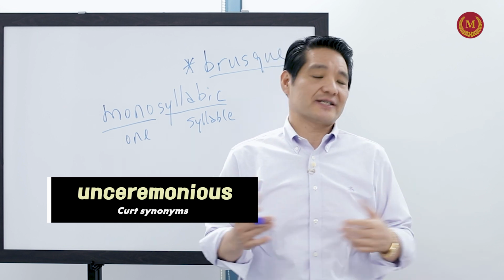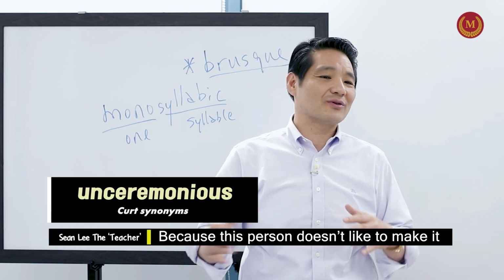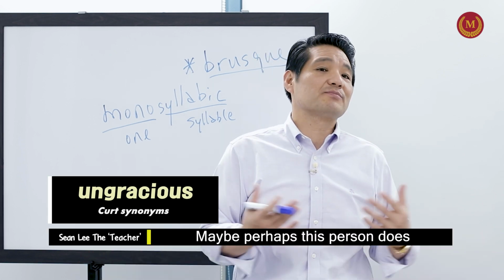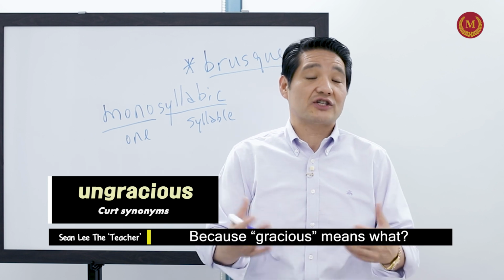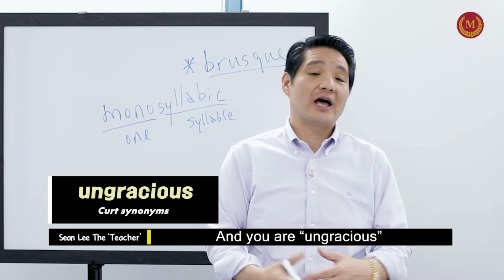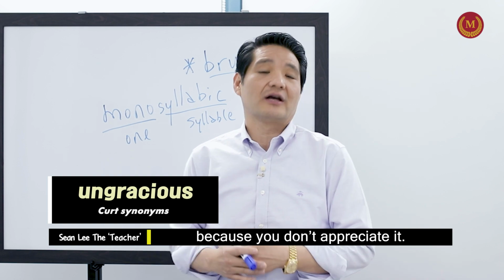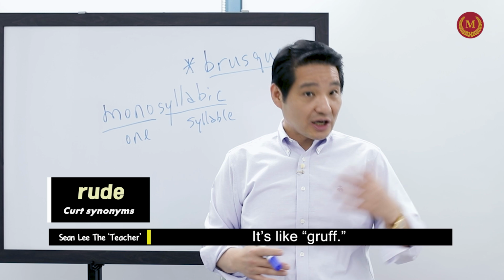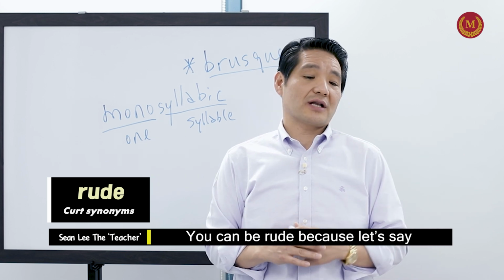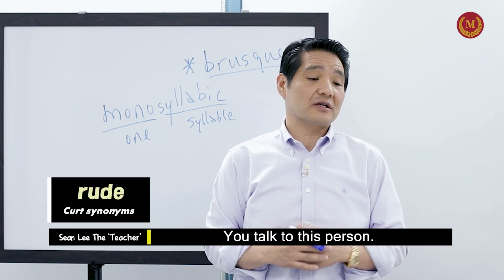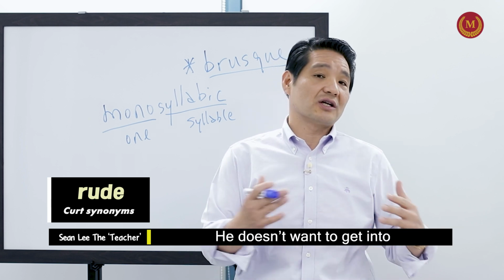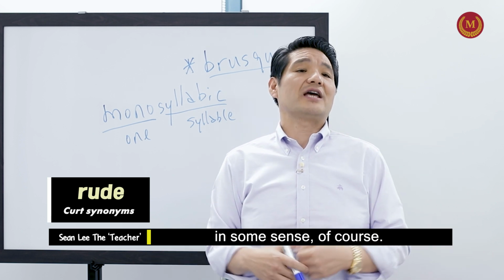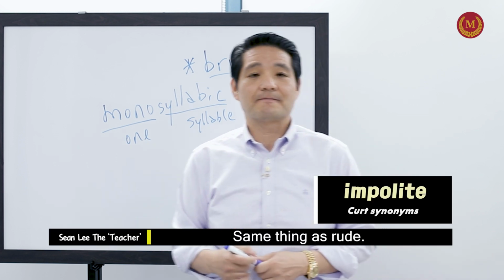Then you have unceremonious, because this person doesn't like to make it look all nice and pretty. Ungracious. Perhaps this person does not appreciate, because gracious means what? Thankful, grateful. And you're ungracious because you don't appreciate it. So you just say it, make it short and move on. Rude. So like gruff. You can be rude because, let's say, you talk to this person and they just give you an answer, yes or no. He doesn't really want to get into conversation. That makes that person rude in some sense, right? Of course. Impolite. Same thing as rude, impolite.